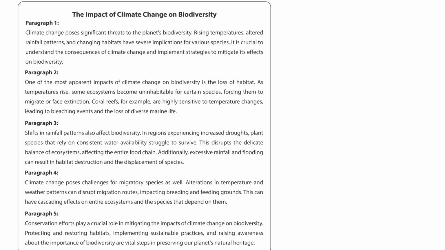Paragraph 5. Conservation efforts play a crucial role in mitigating the impacts of climate change on biodiversity. Protecting and restoring habitats, implementing sustainable practices, and raising awareness about the importance of biodiversity are vital steps in preserving our planet's natural heritage.